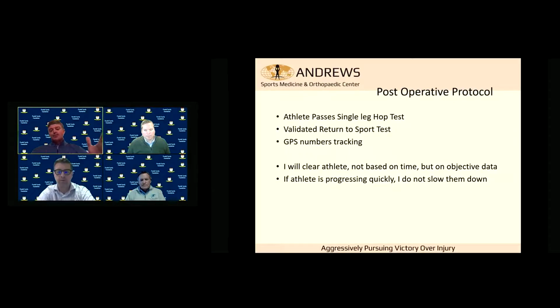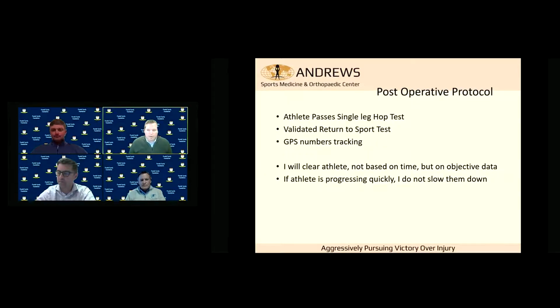And I don't do it based on time. It could be 2 weeks, it could be 4 weeks, it could be 6 weeks. I don't put a timeline on it. I use all this objective data, and whenever they can fit those criteria, I'll let them go. And if they're going quickly, I don't slow them down. I think that's one of the things that I've learned over doing this, is that I let them go at their own pace.